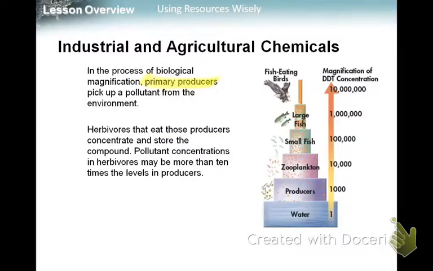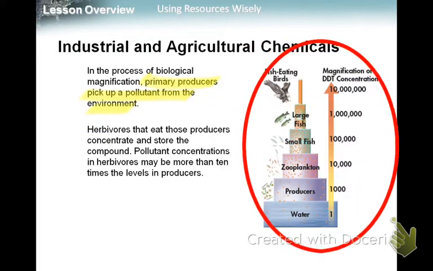Primary producers pick up a pollutant from the environment. You see the ecological pyramid over here. We'll walk you through. The little orange dots are DDT, for instance. The herbivores that eat those producers concentrate and store the compound. Because we have fewer numbers as you move up the pyramid and less biomass, the same amount of pollutant gets concentrated into fewer organisms and less biomass. So pollutant concentrations in the herbivores can be more than 10 times greater than that in producers.